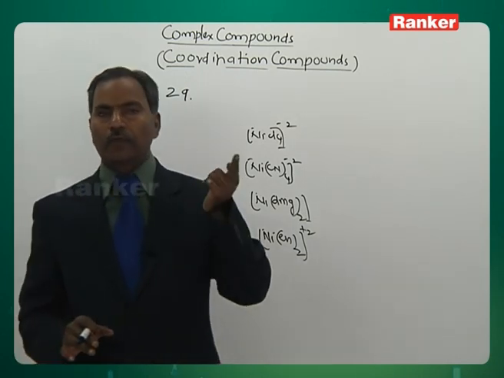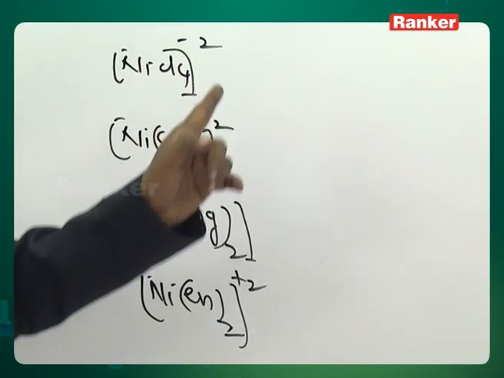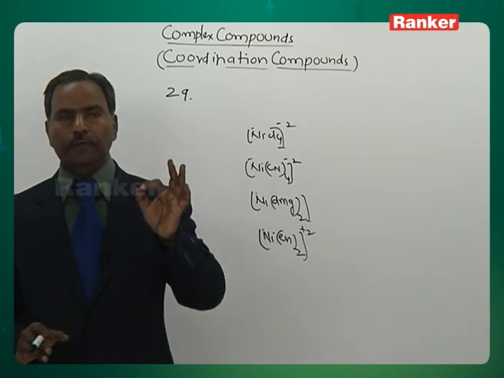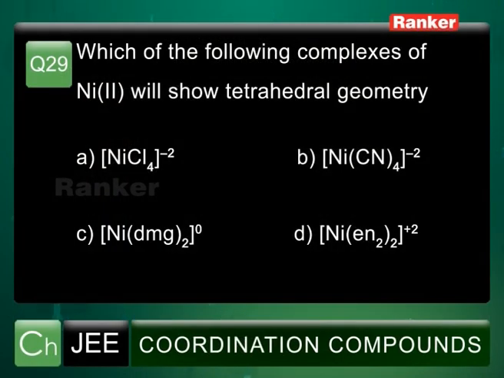Question is, in which the geometry is tetrahedral. In nickel tetrachloride minus 2, chloride is weak field, that is tetrahedral geometry with sp3 hybridization. So here the answer is A.